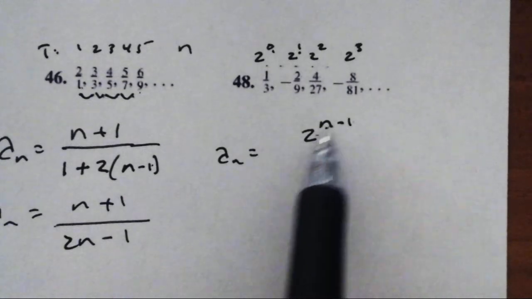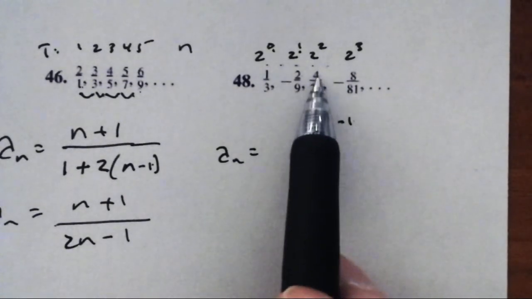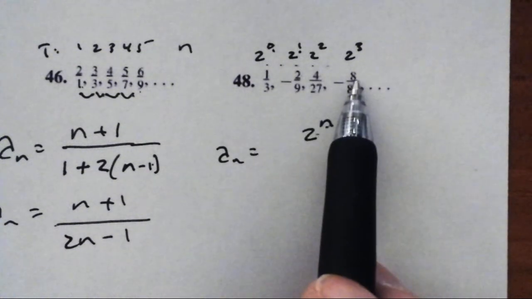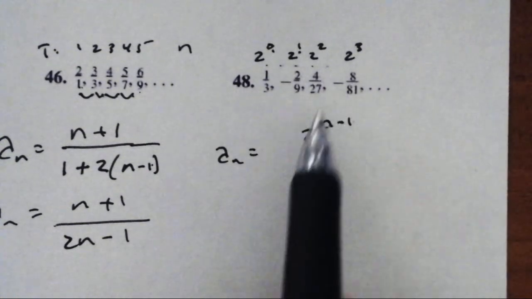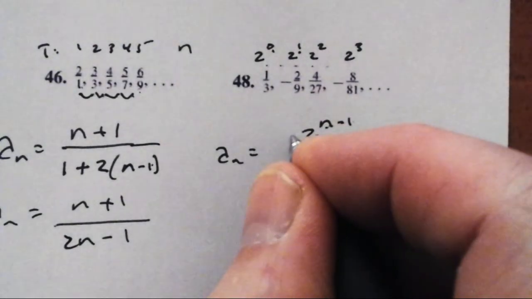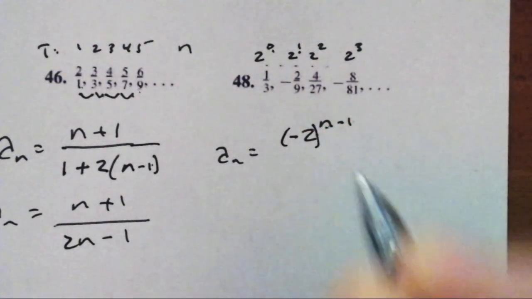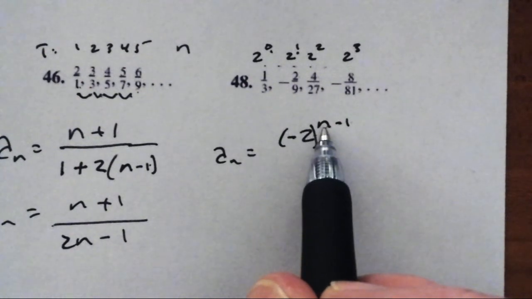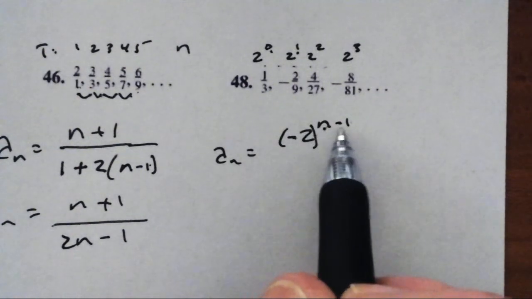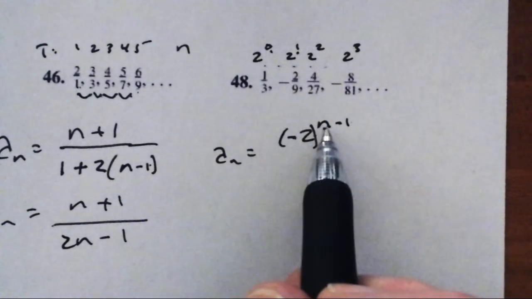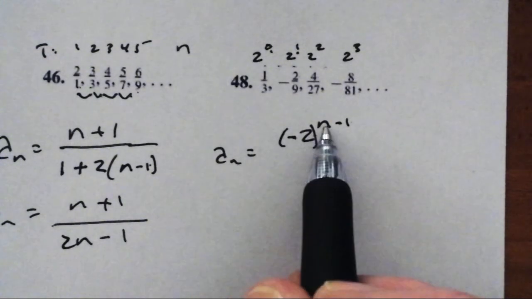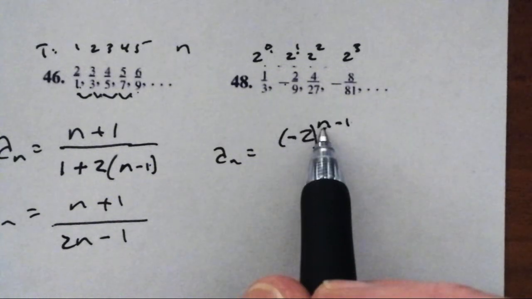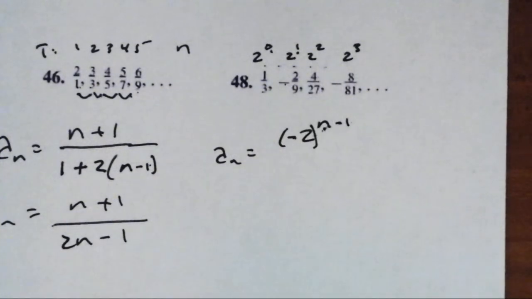And n is 2, 2 to the second is 4, or when n is 3, the term is 3, 2 to the second is 4, term is 4, 2 to the third is 8, but it doesn't take care of the positive negative. So what if I did that? That would make my first term, when n is 1, negative 2 to the 0th, that's 1. When n is 2, I get negative 2 to the first, that's negative 2. When n is 3, negative 2 to the second, that's positive 4, and we got it.